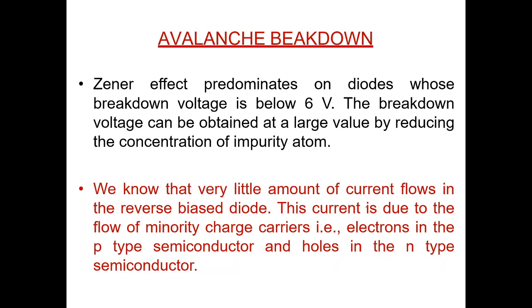And till now we have discussed that even though we are applying a reverse bias, a very small amount of current flows in a normal PN junction diode. This current is due only to minority charge carriers: electrons in the p-type semiconductor and holes in the n-type semiconducting material.